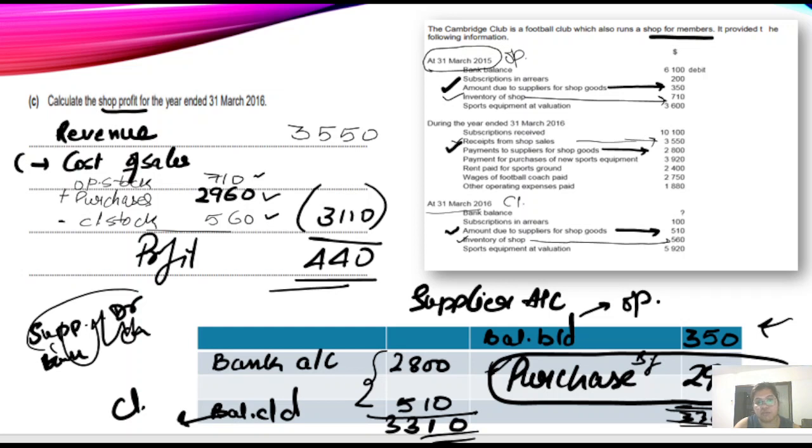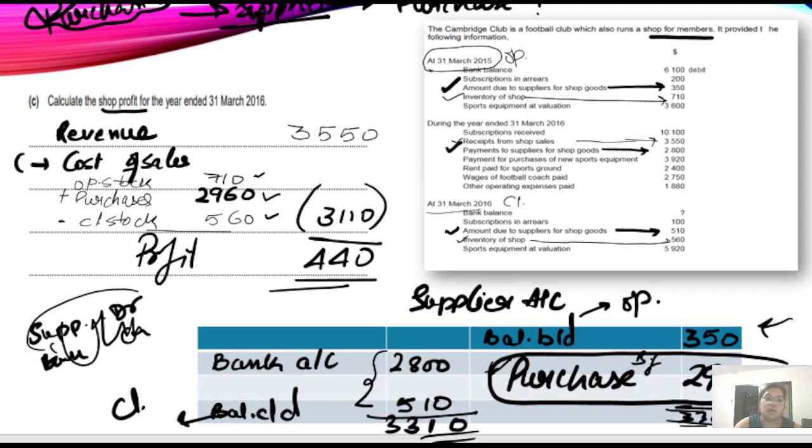If it is not given, from here what is the new thing you came to know: if no information related to the purchase is given in the question, just prepare the supplier account, and from the supplier account you are able to find out the purchase value.